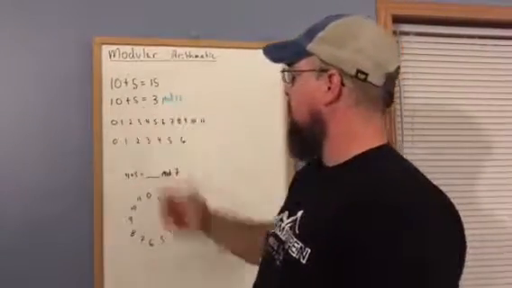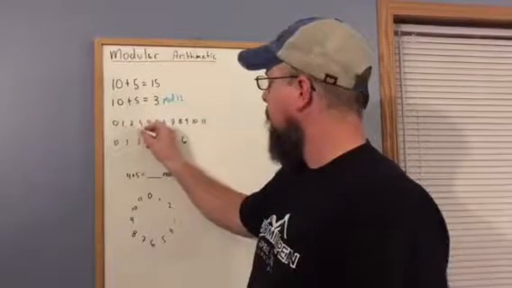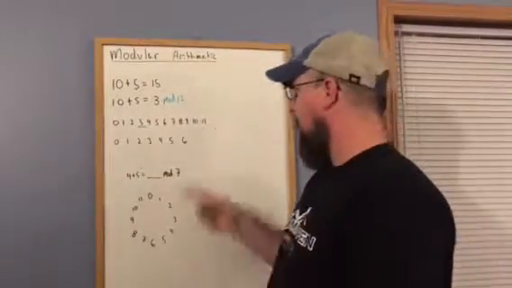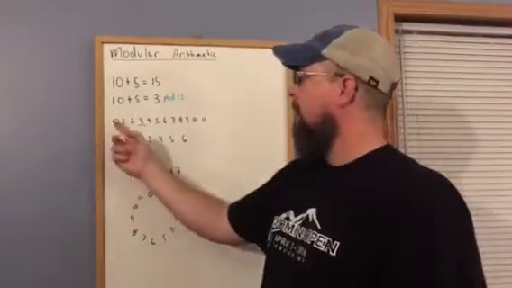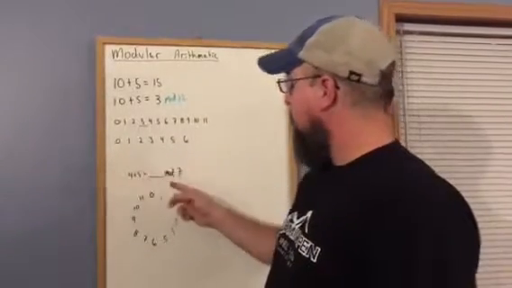So when we do this addition, we start at 10 and then add 5. 1, 2, 3, 4, 5 equals 3. Notice how when I got to the end, I wrapped back around to the beginning again. Not very hard. So let's try a different modulus.